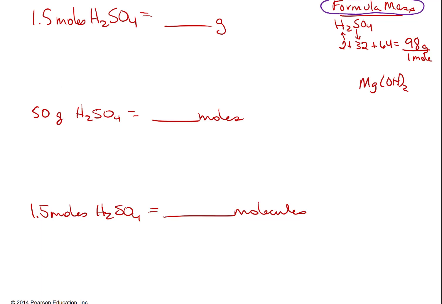So hydrogen is 1, and I have 2 of them, so that's a mass of 2. Sulfur has a mass of 32. Oxygen has a mass of 16, but I've got 4 of them, so that's where I get 64. When I add all of those up, I get 98 grams per mole.